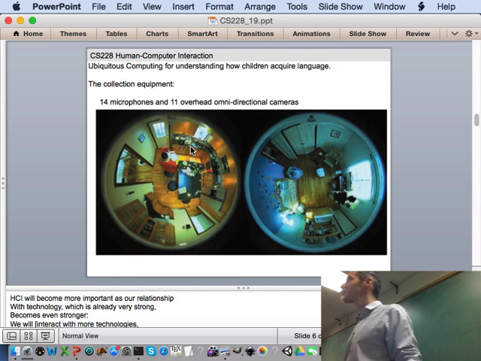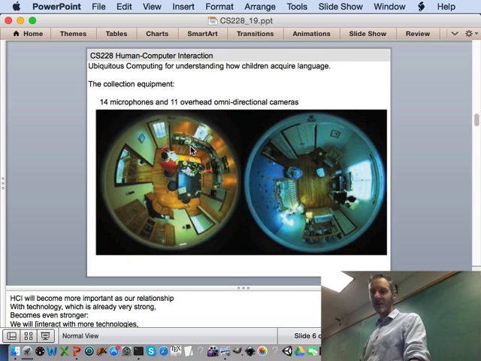As he mentioned, in their home, they instrumented 11 rooms with omnidirectional cameras. And in there, they also had 14 microphones. It was a fisheye lens, so it was an attempt to capture basically all the video or everything the child might be seeing when it's in that room, and hopefully pretty much everything that the child might be hearing.